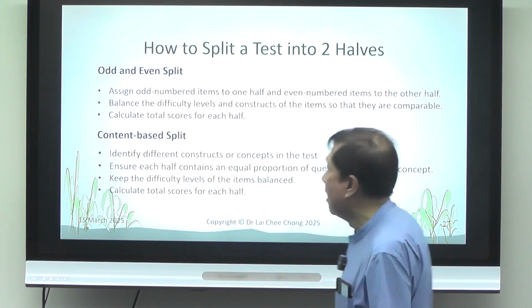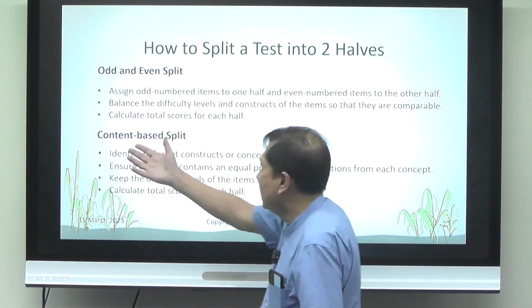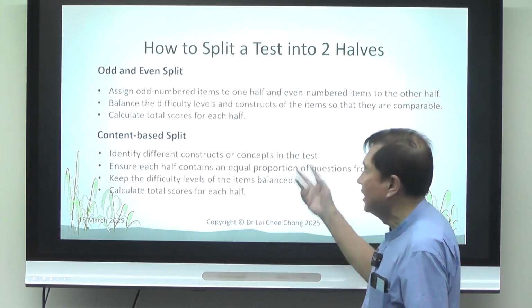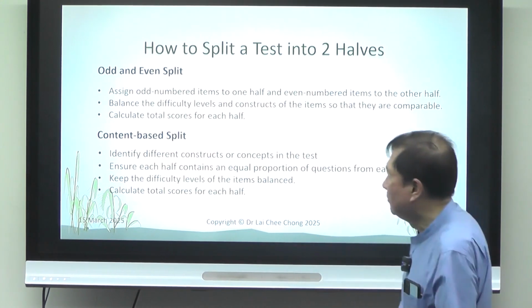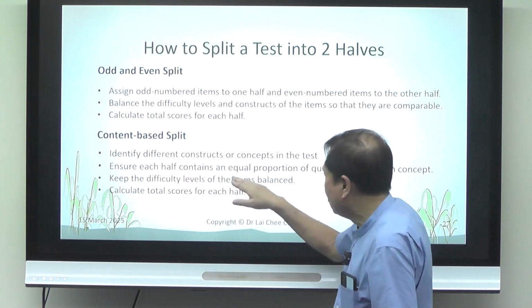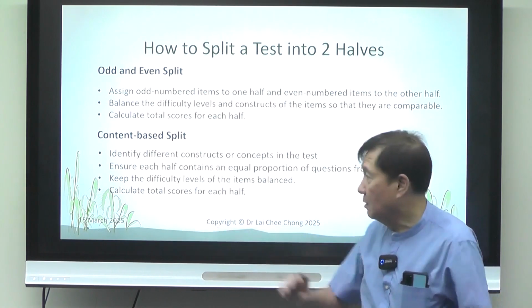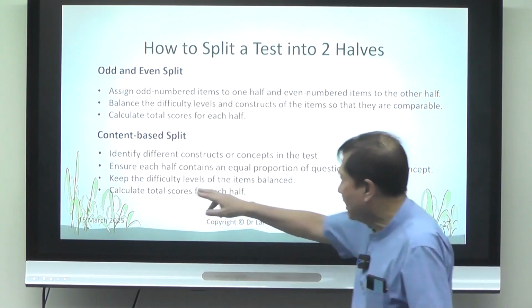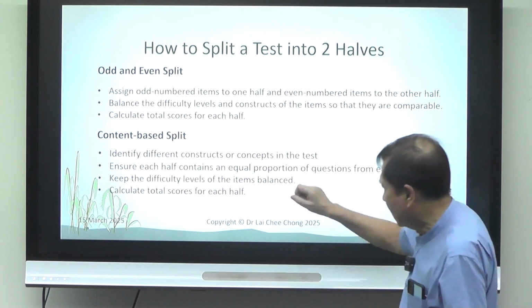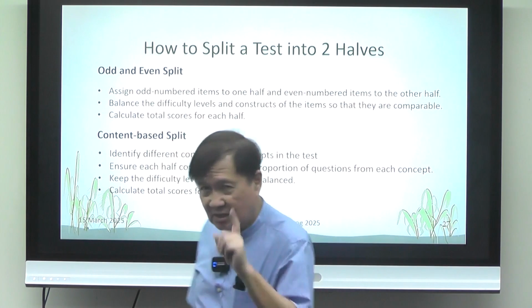You follow me? Or you can split based on contents. Identify the different constructs or concepts in the test. What are the main areas there? Then ensure that each half contains an equal proportion of the questions from each concept. Okay? Now again, keep the difficulty level the same on both halves. Then you calculate the total score for each half. That's how you do it.